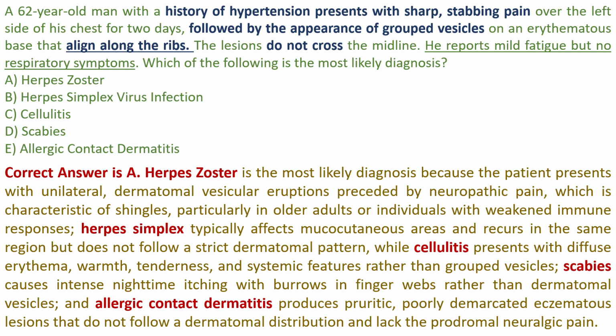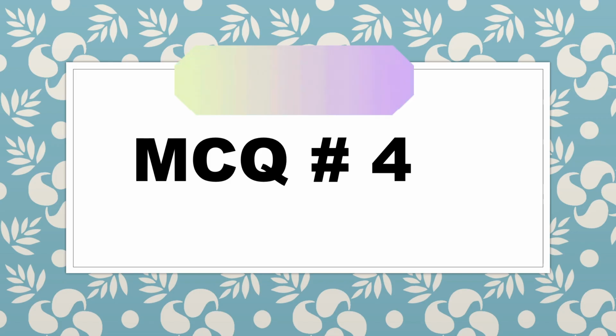Scabies causes intense nighttime itching with burrows in finger webs rather than dermatomal vesicles, and allergic contact dermatitis produces pruritic, poorly demarcated eczematous lesions that do not follow a dermatomal distribution and lack the prodromal neuralgic pain. Multiple choice question number 4.